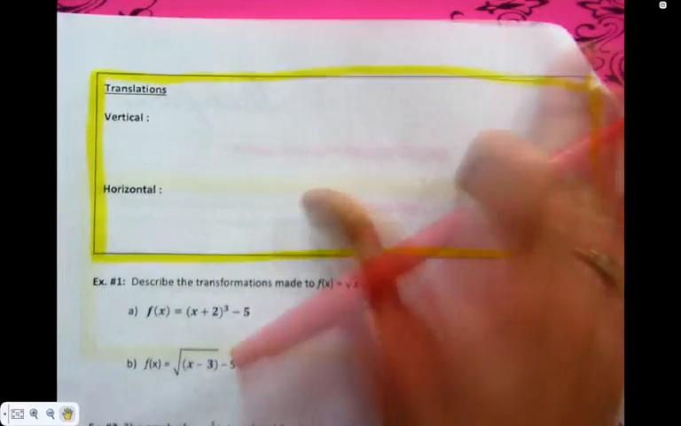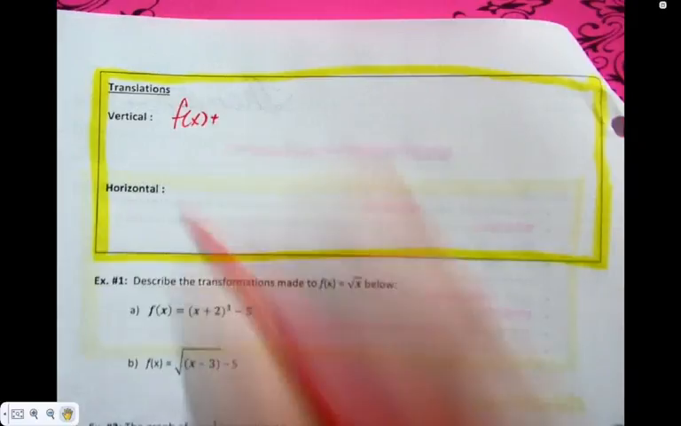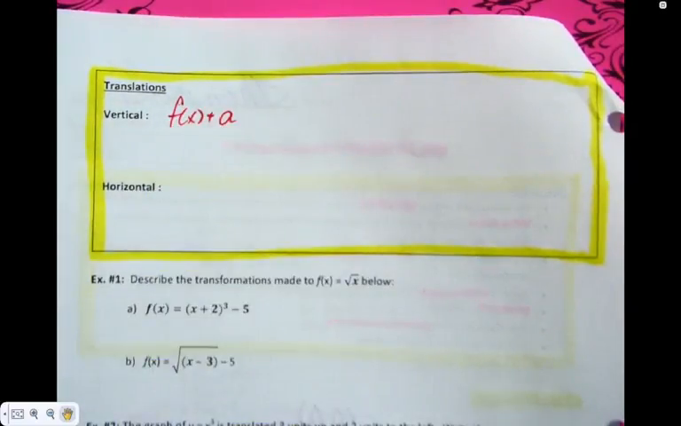A vertical translation in general looks like this. f of x plus some kind of variable. I'm going to call it a. Why a? I don't know, because I needed a variable.